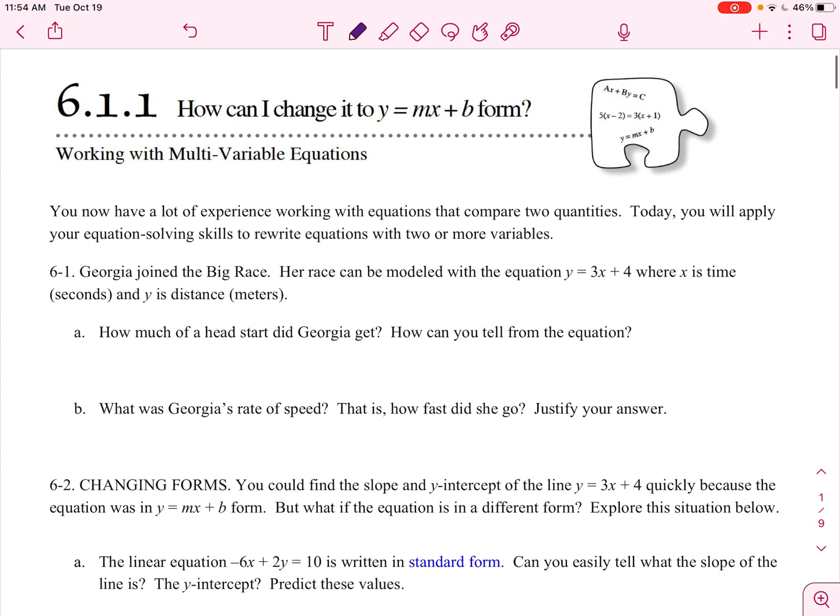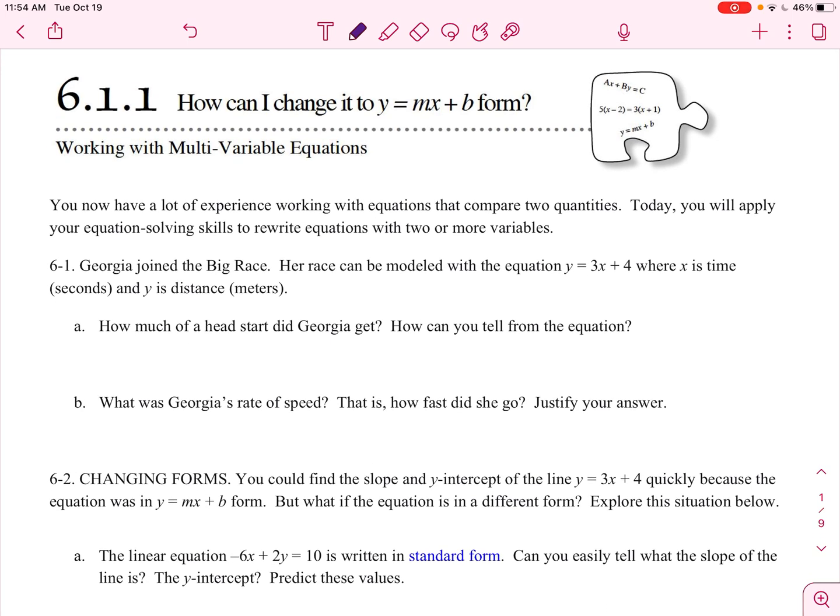Okay, 6.1. Georgia joined the big race. Her race can be modeled with the following equation: y equals 3x plus 4. How much of a head start did Georgia get? Well, this would be her starting point, or the y-intercept. So we know the head start would be 4, and we are in meters.